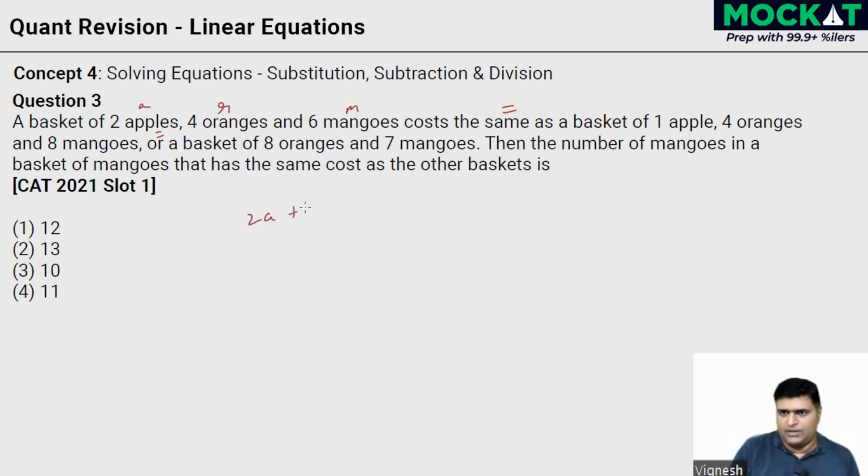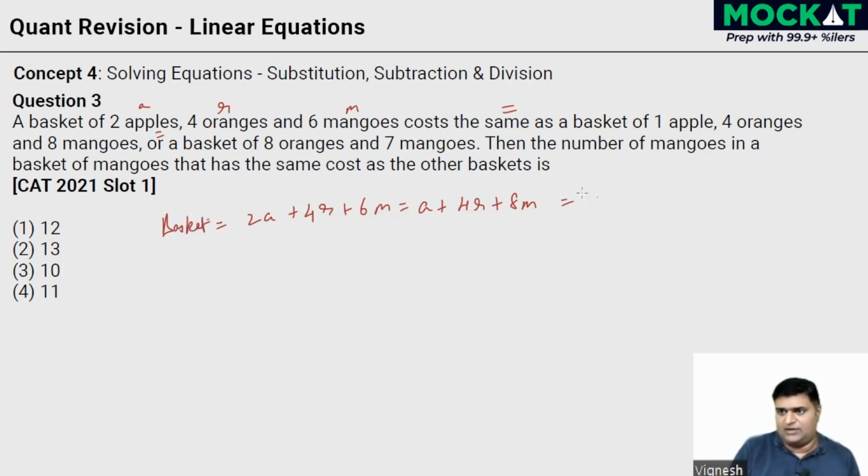So 2A plus 4R plus 6M equals A plus 4R plus 8M, right? And what am I finally required to find? The number of mangoes in a basket of mangoes that has the same cost as these. Okay, let's call this basket with equal costs, right? Basket over here.